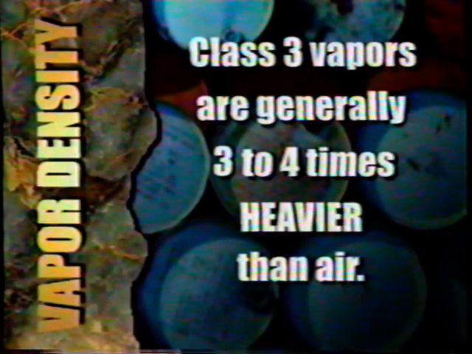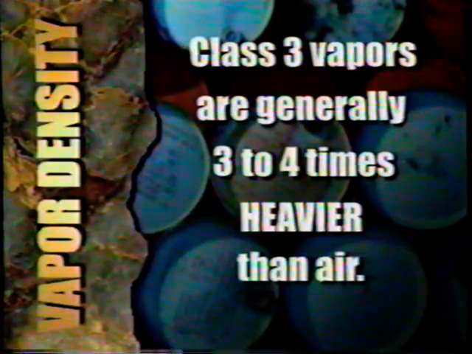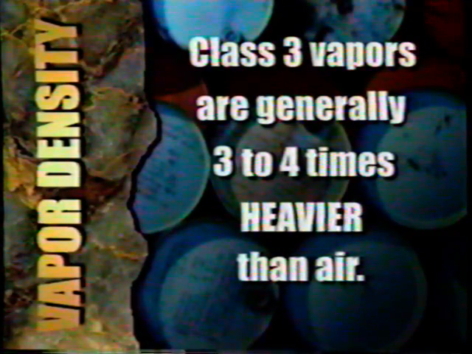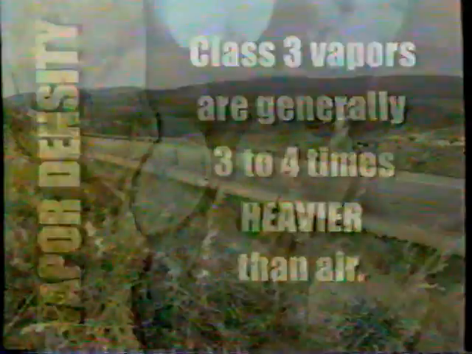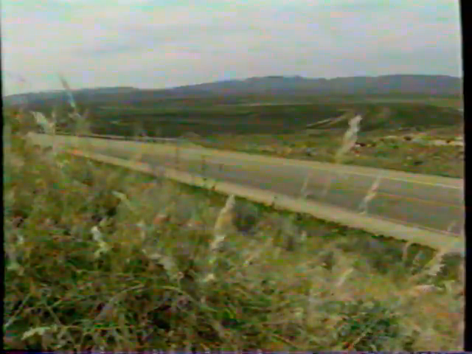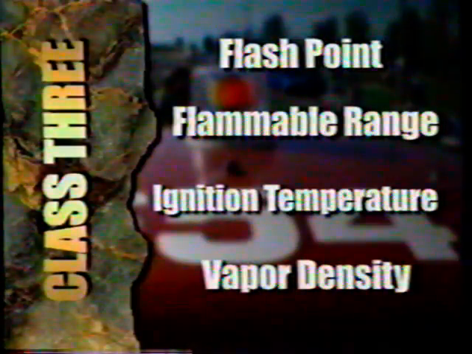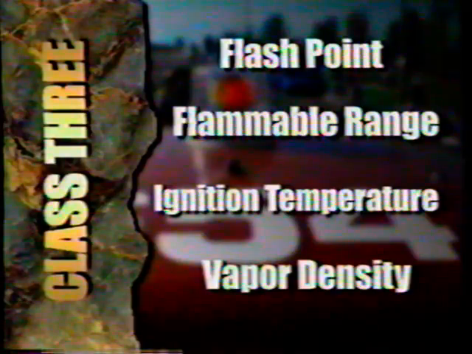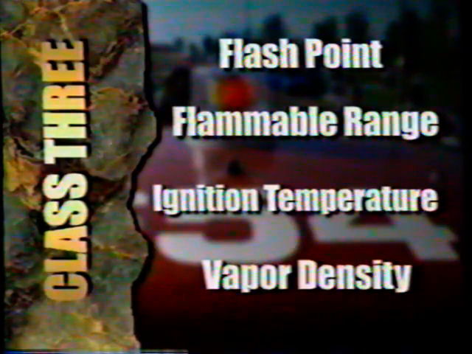Vapors from the DOT Class 3 liquids generally possess vapor density values of 3 to 4. This indicates that these invisible vapors are 3 to 4 times heavier than air. Depending on environmental conditions, these vapors may travel downwind or downhill, accumulating in low-lying areas waiting for a suitable ignition source. These four properties, flash point, flammable range, ignition temperature, and vapor density, will determine how Class 3 flammable liquids are handled.